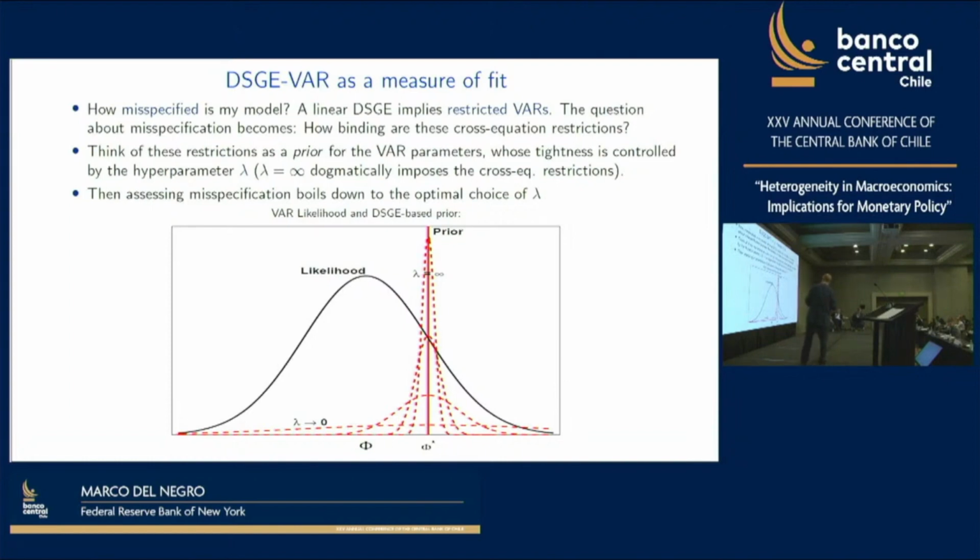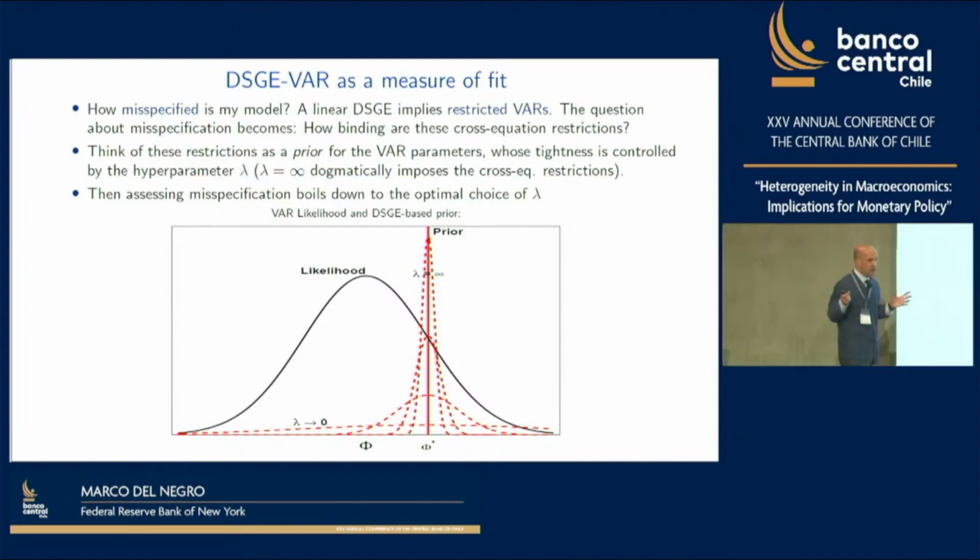The idea goes back to an old methodology called DSGE-VAR, which Frank Schorfheide and I came up with several years ago. The idea is the following. A linear DSGE model, including a linear HANK model, is nothing but a VAR on the observables with cross-equation restrictions.